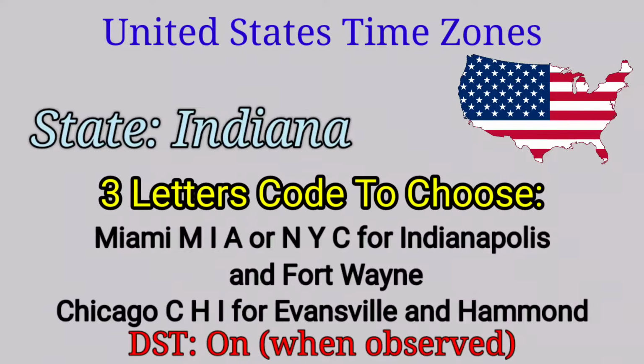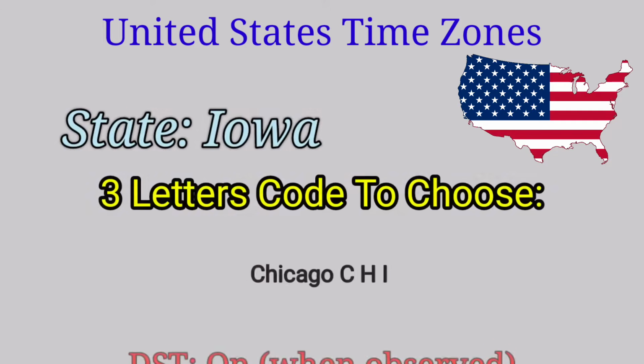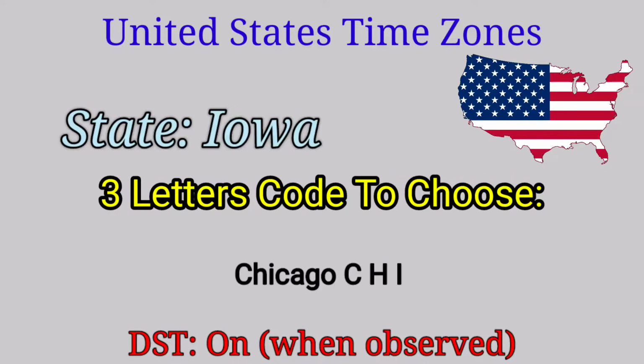For Indiana, depending on your city, you need to use either Miami MIA for Indianapolis and Fort Wayne, or use Chicago CHI for Evansville and Hammond. For the state of Iowa, use Chicago CHI.